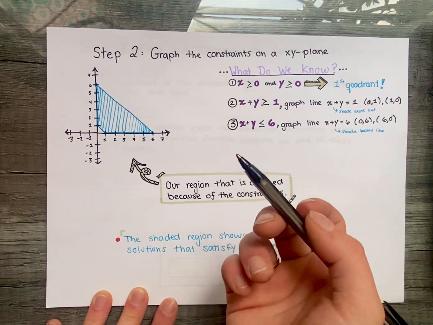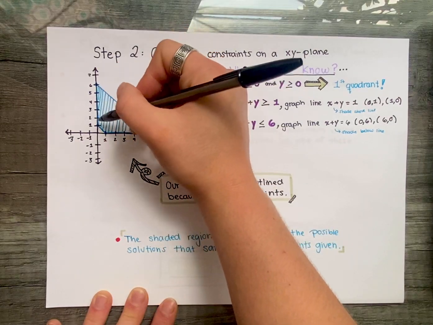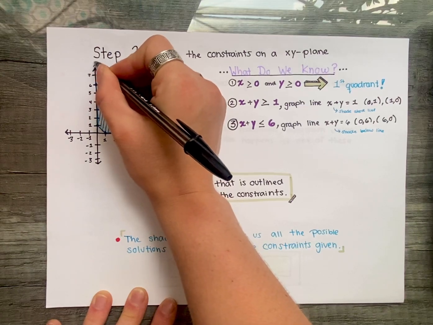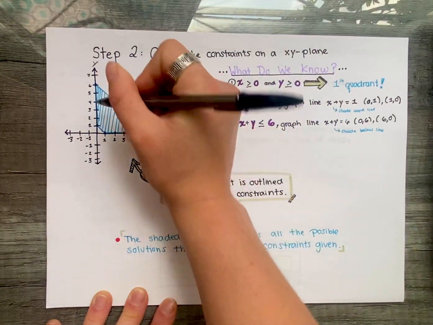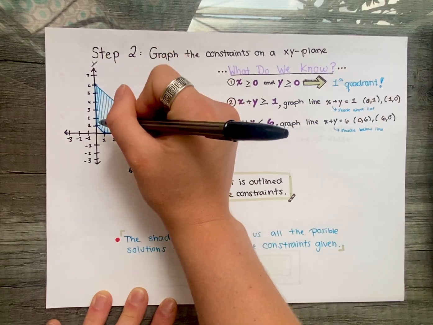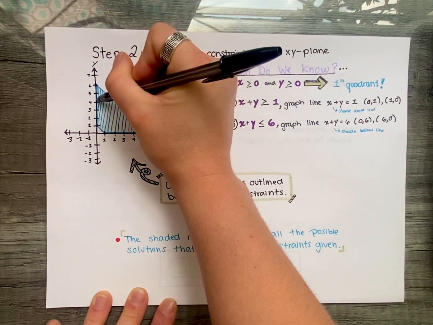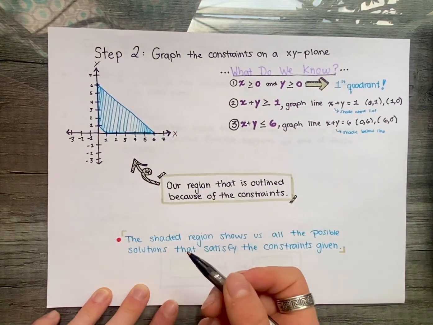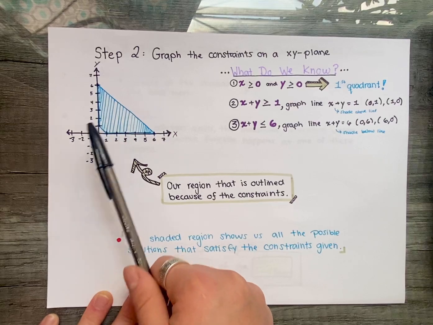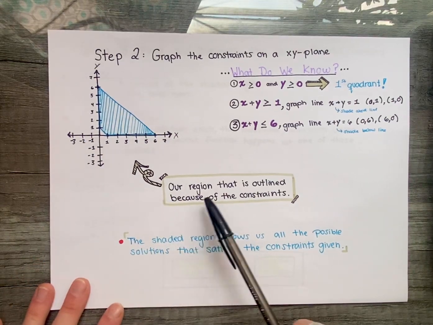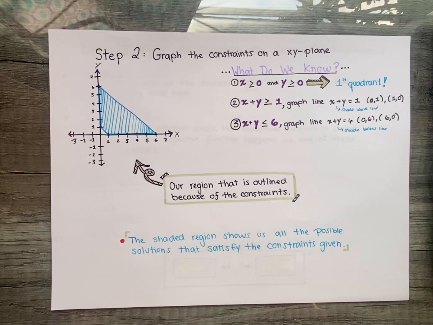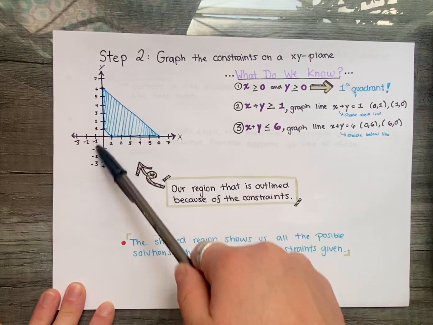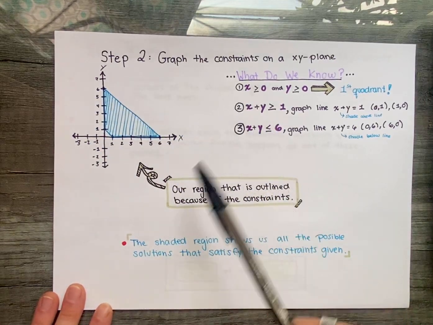Then I'm going to trace between these points on the y axis and then on the x axis. So this dot here and this dot here, we trace between those, and then over here, we trace between those. And this is how we get our region. Here I put our region that is outlined because of the constraints that were given to us in the problem.